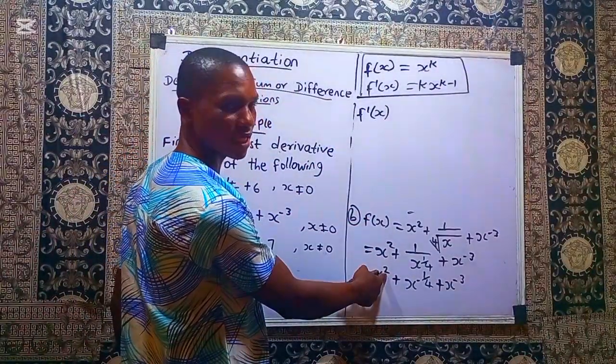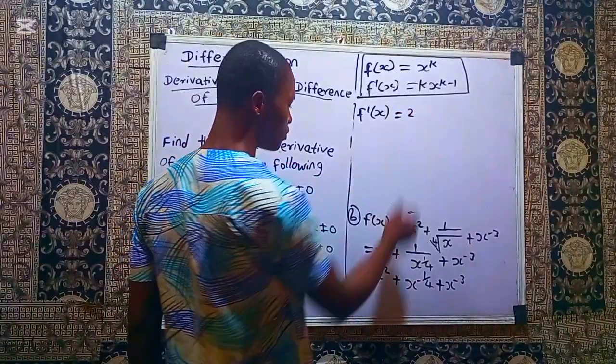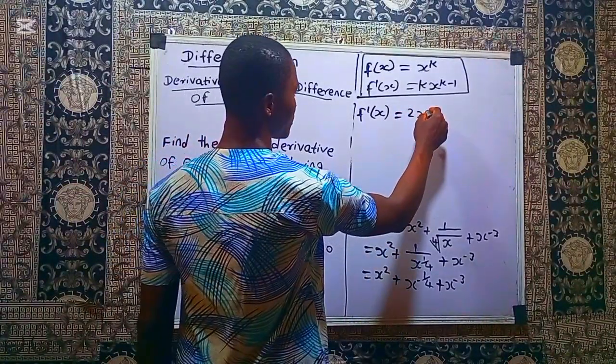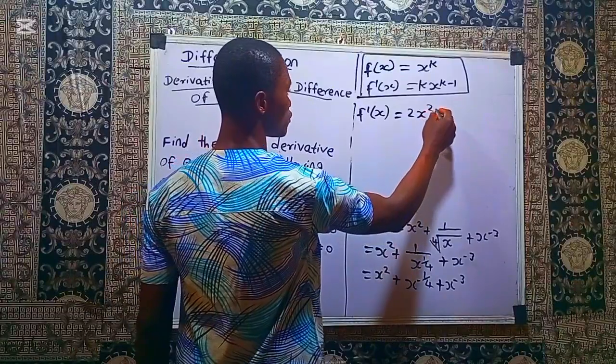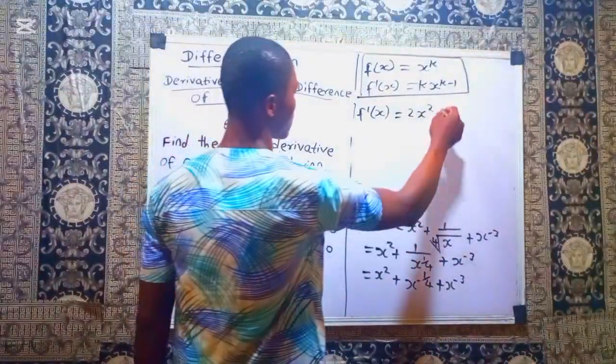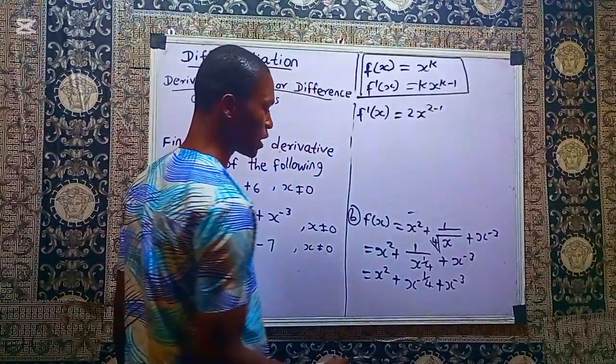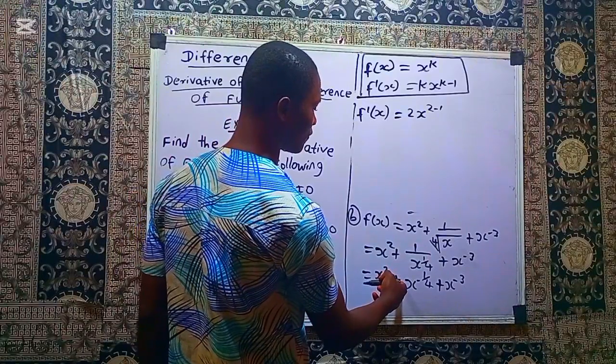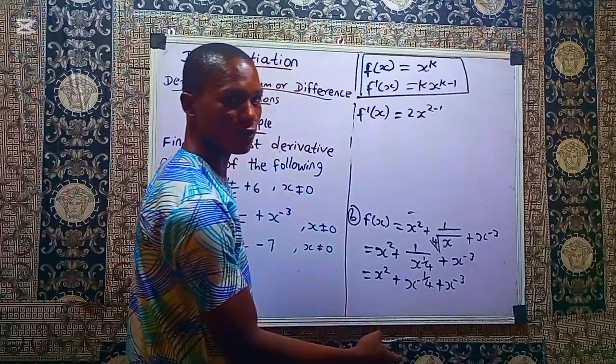What's the power of x here? 2. So you bring that 2 down and write your function x raised to power 2, and you minus 1 from the power. Then we are done with this one. Then the next one will have x raised to power minus 1 over 4.